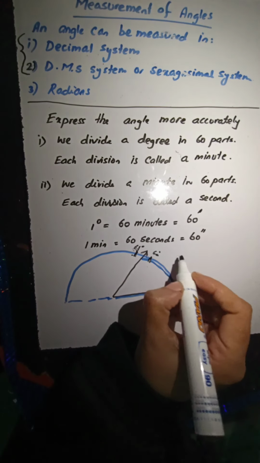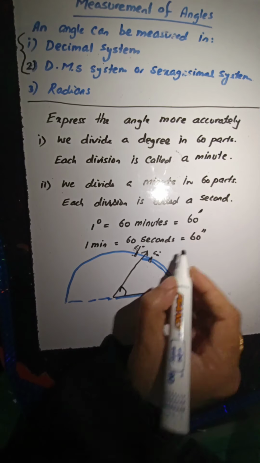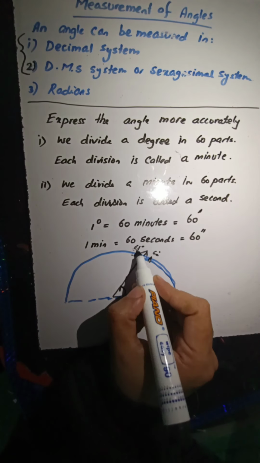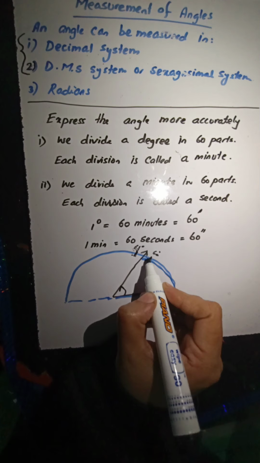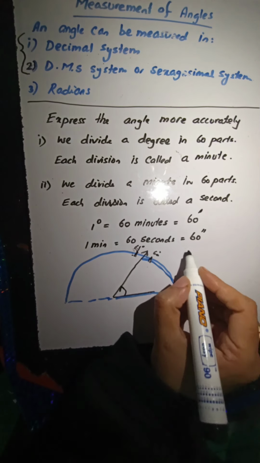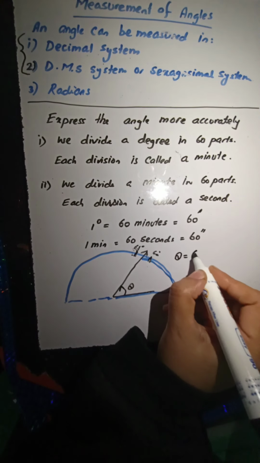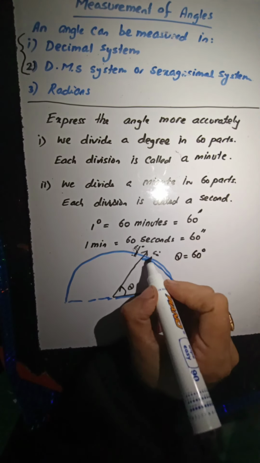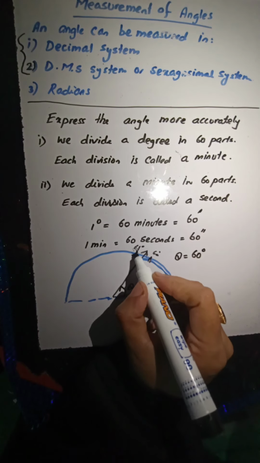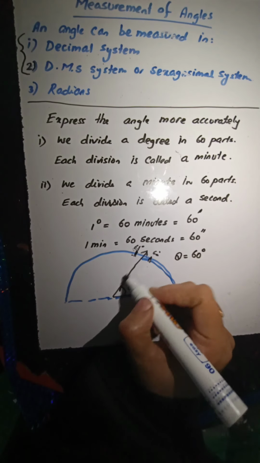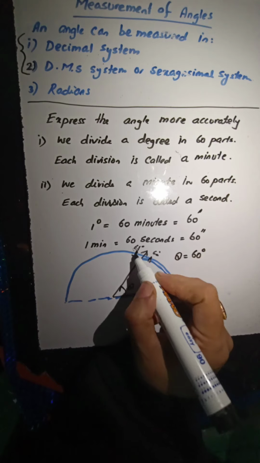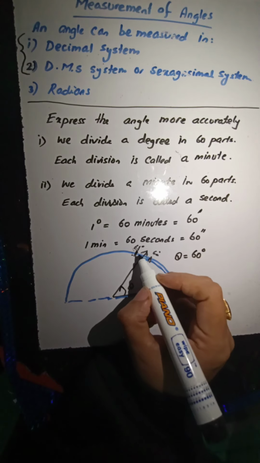So we know that 1 degree is divided into 60 minutes, which means half of the degree will be equal to 30 minutes. If this is an angle theta, it is equal to 60 full degrees, and the next whole degree is not covered. It is halfway between the degrees over here.